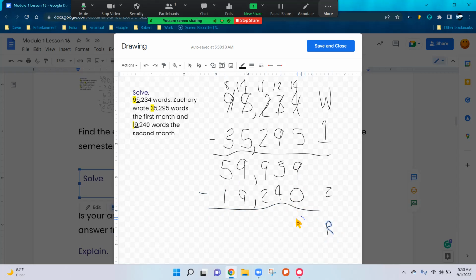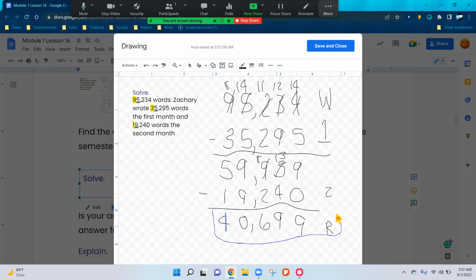So 9 minus 0 is 9. 3 minus 4. Oh, if I put 3 fingers, I can't take 4 away. So we will have to regroup. So I'm going to take 100 from my 100, so I'm going to write an 8 because we had 9. That 100 is going to become 10 tens. So I'm going to write it right there, and I have to add the 3 I already have. There we go. Cross off this 3. 13 minus 4 is 9. 8 minus 2 is 6. 9 minus 9 is 0. And then 5 minus 1 is 4.